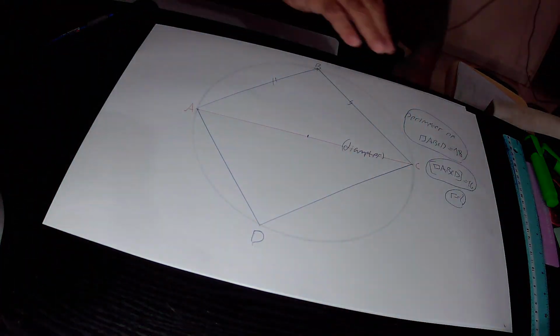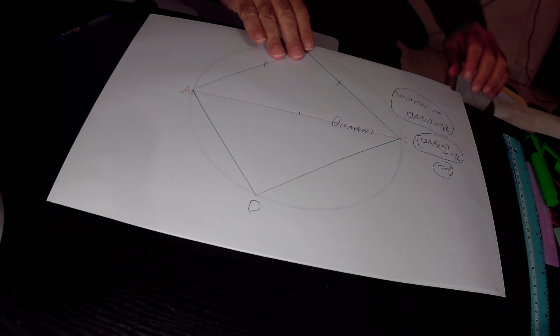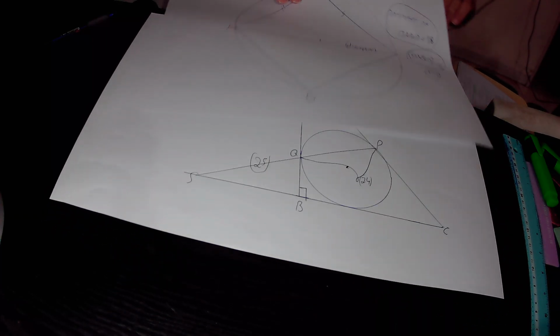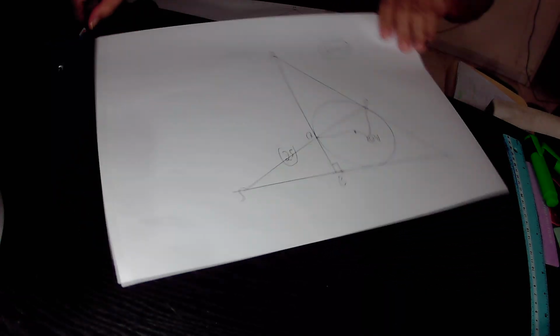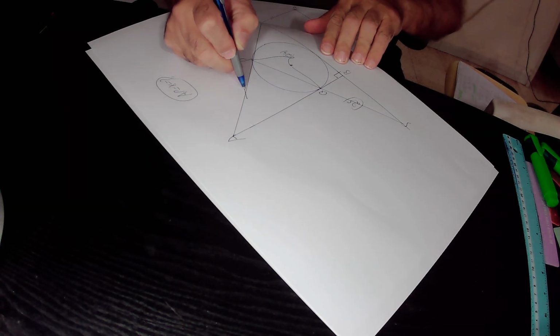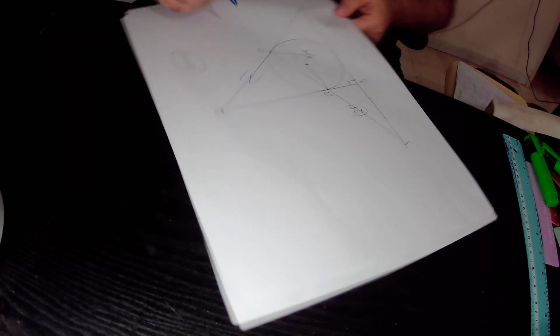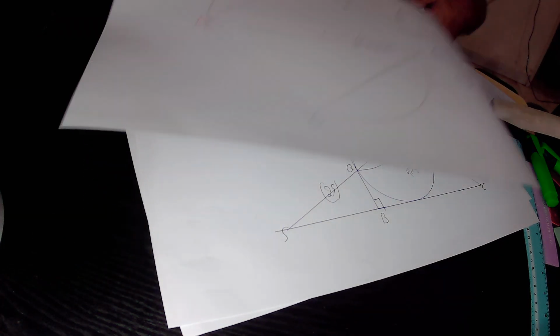And now in this lecture I'll answer two questions. In the first question you find out the radius of this circle that blocks quadrilateral ABCD. And in the second question you find out the length of this line segment AP equals x. We have to find out the value of x. So we start with the first question.